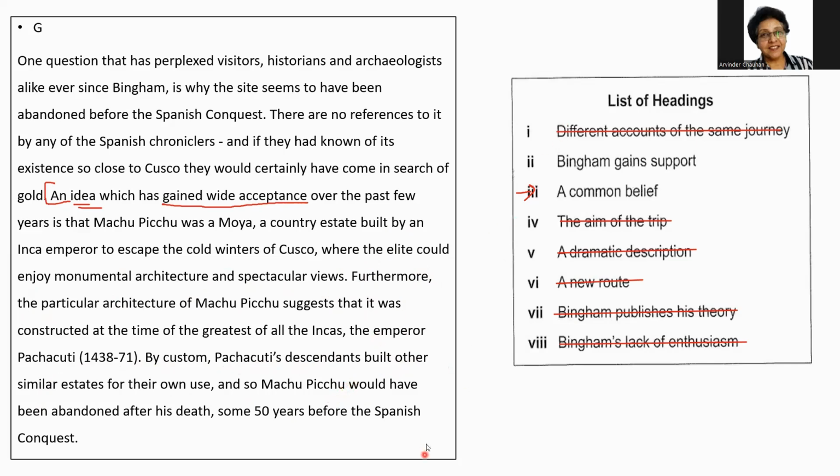So coming back to this, are we saying that Bingham gained support? No. But yes, there is a common belief over here, an idea which has gained wide acceptance, a common belief. So here is our idea, and that brings us to the last part of this. And this one was the extra one, right? So we have totally omitted this. None of the paragraphs spoke about Bingham gaining support from anywhere, right?